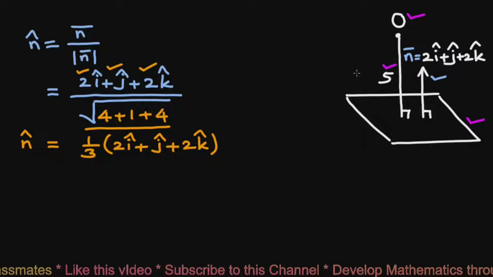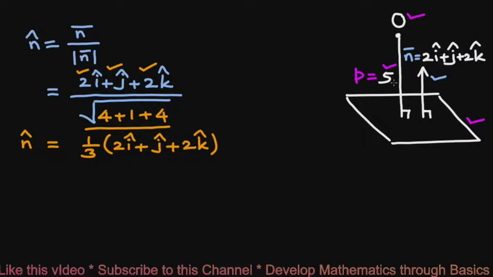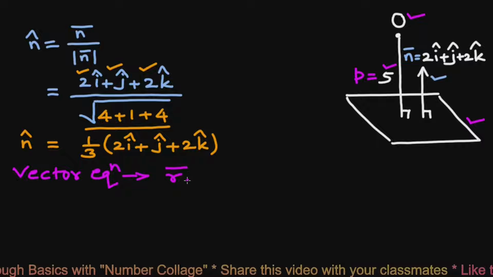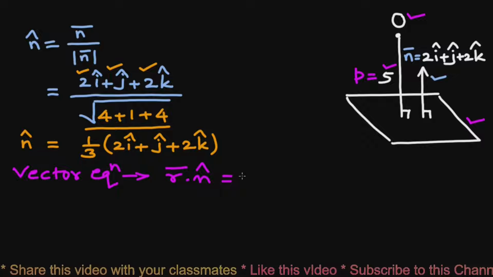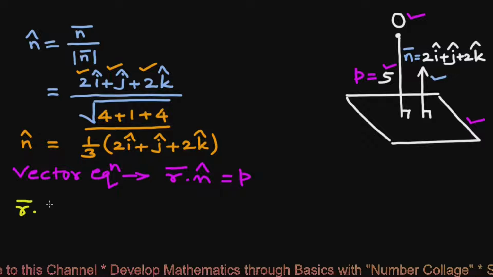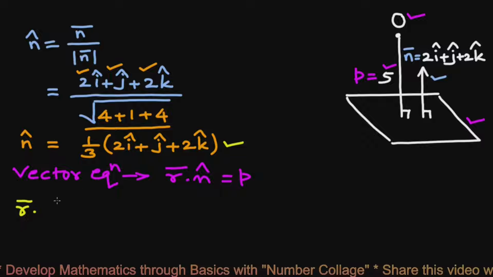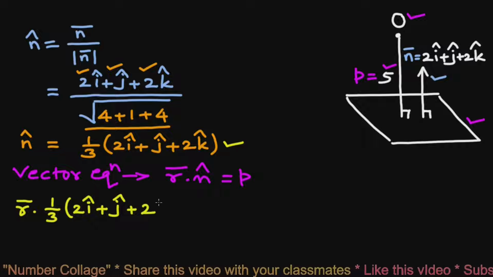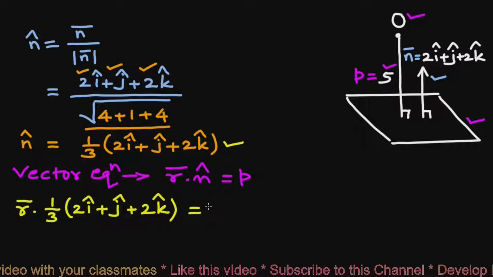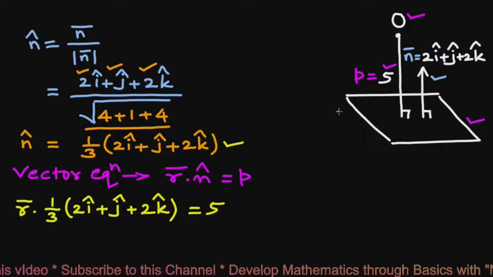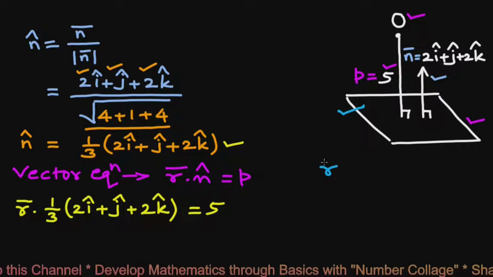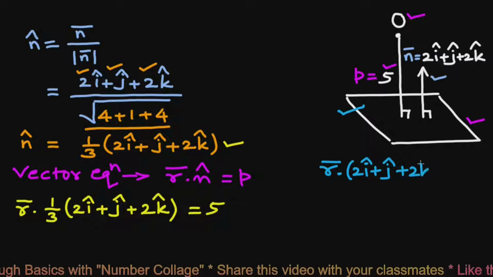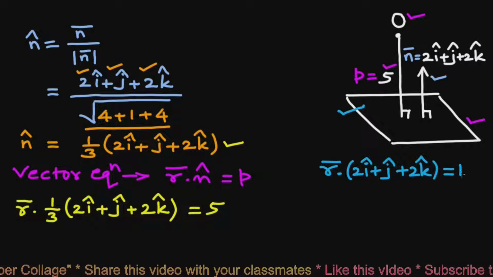5, which means we have p equals 5, and vector equation of this plane will be r bar dot n cap equals p. Therefore we write r bar dot n cap, which is this 1/3 2 i cap plus j cap plus 2 k cap, will be p, that is 5. So the required equation of this plane will be r bar dot 2 i cap plus j cap plus 2 k cap equals 3 5s are 15.